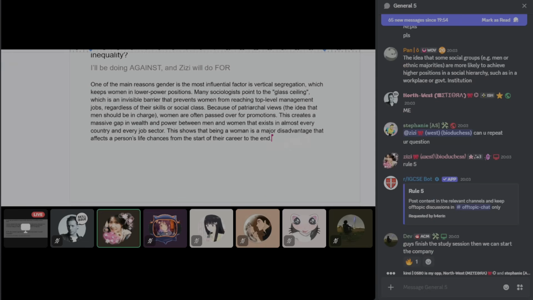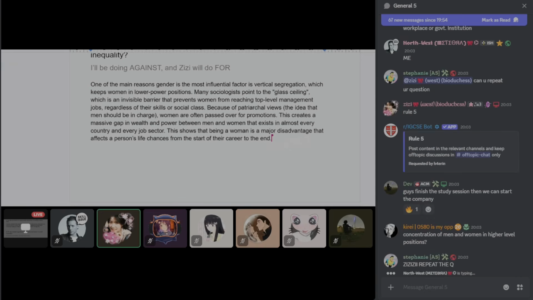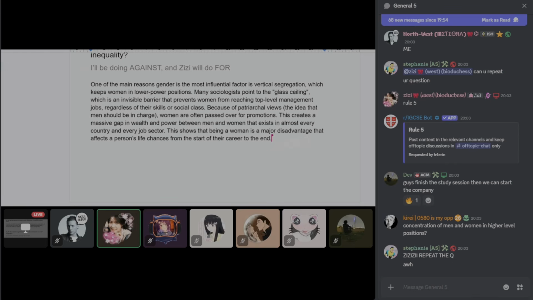Many sociologists point to the glass ceiling, which is an invisible barrier that prevents women from reaching top level management jobs, regardless of their skills or social class. Because of patriarchal views, the idea that men should be in charge, women are often passed over for promotions. This creates a massive gap in wealth and power between men and women that exists in almost every country and every job sector. This shows that being a woman is a major disadvantage that affects a person's life chances from the start of their career to the end.